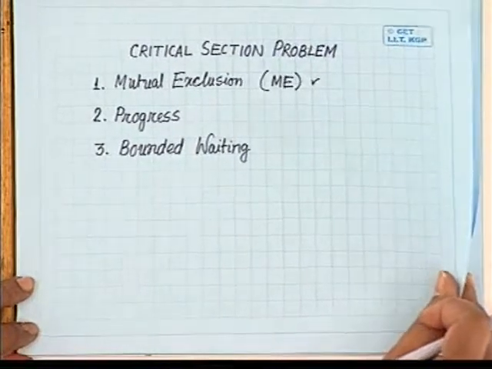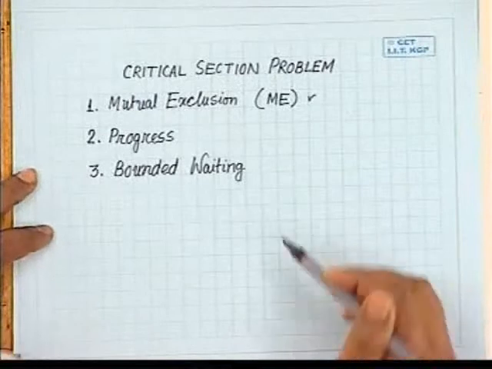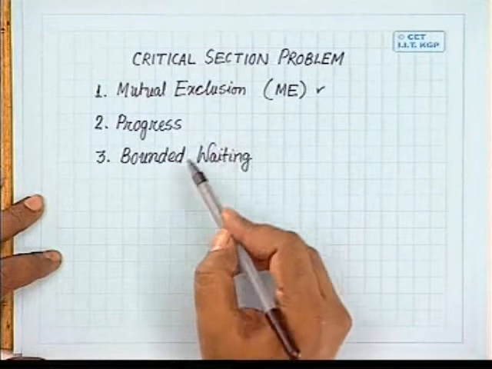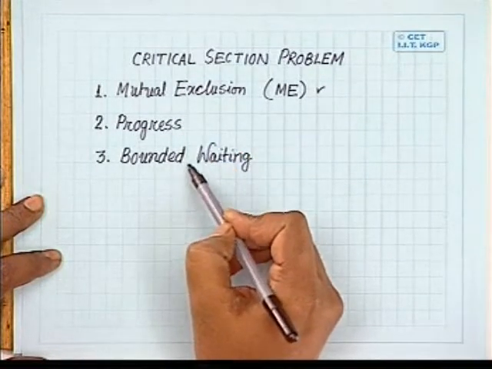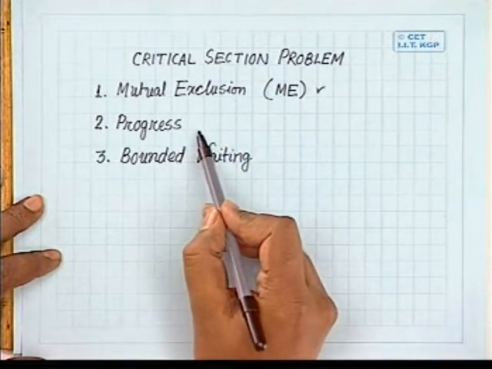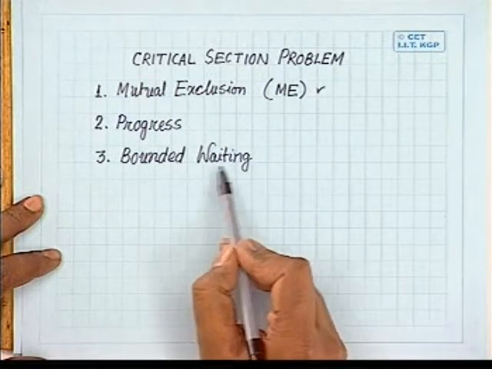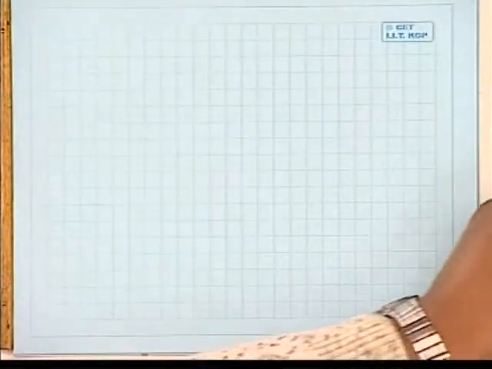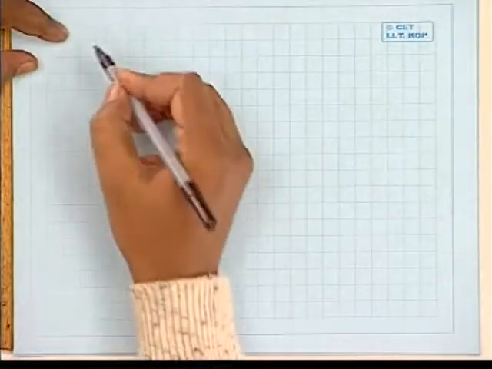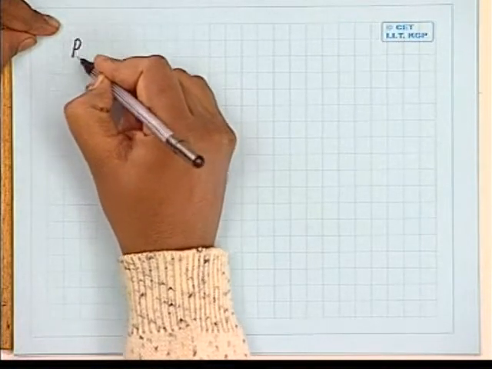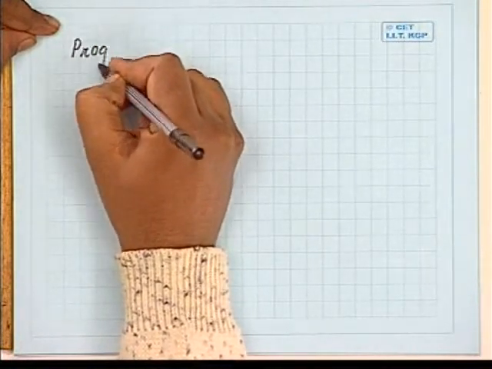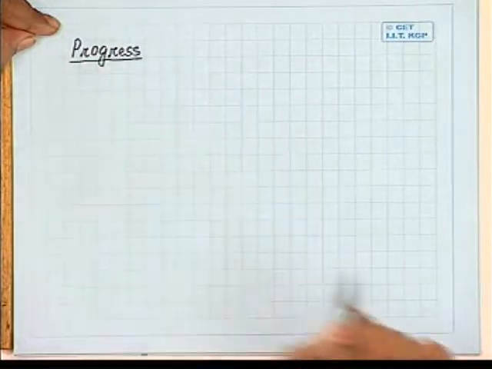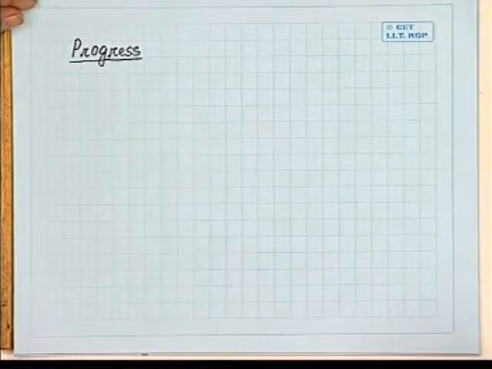Now let us see what the progress requirement is. Any solution to the mutual exclusion problem, critical section problem or critical region problem must meet these three requirements. One of them is mutual exclusion, the second requirement is progress, and the third requirement is bounded waiting. Okay. So what is the progress requirement? The progress requirement can be put something like this.